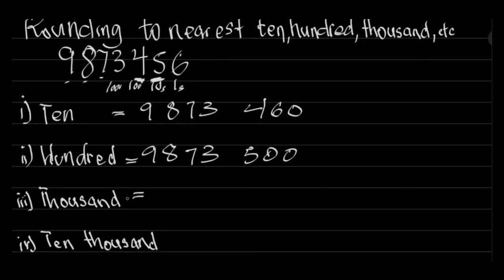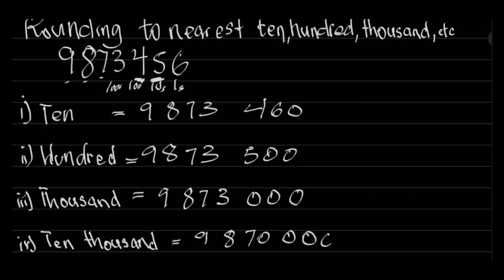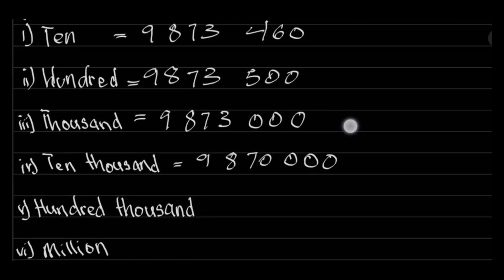In the same way, we are rounding to the 1,000th place value, which is 3. So we are going to have 9,873,000. Initially there was 4, and 4 is below 5, so we are not going to increase the value of 3. Now to 10,000, our 10,000s digit is 7. So to round it, we are going to have 9,870,000. We don't have to increase the value of 7 because the number after 7 is 3.